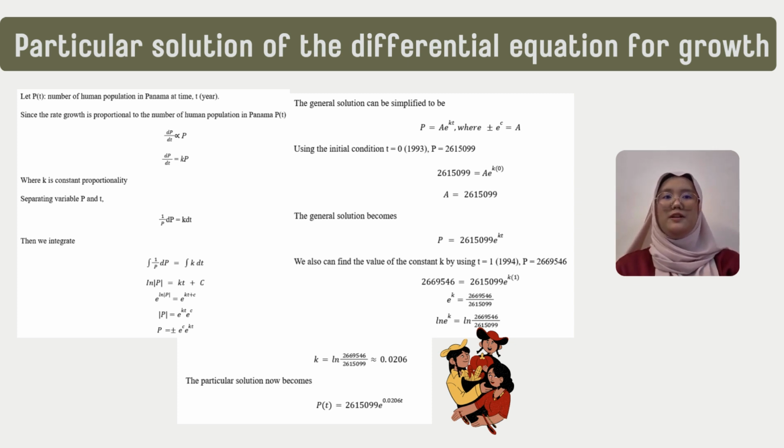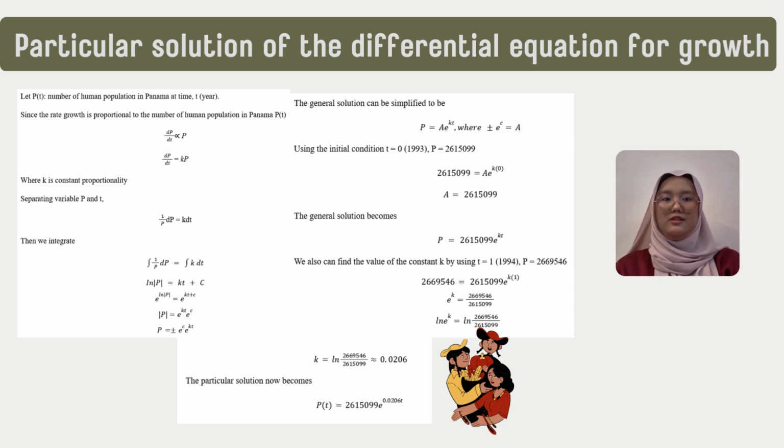Let's explore how Panama's population growth can be modeled mathematically. We define P(t) as the population at time t in years. According to the model, the rate of population growth is proportional to the population itself, a classic exponential growth scenario. This gives us the differential equation dP/dt = kP, where k is the constant of proportionality. To solve this, we separate the variables and integrate both sides. We get ln P = kt + C, which leads to the general solution P = Ae^(kt).